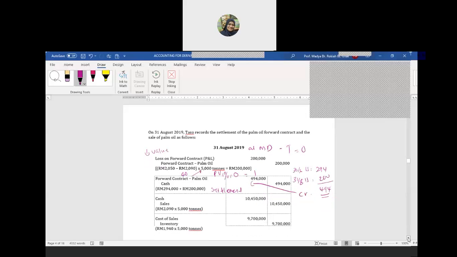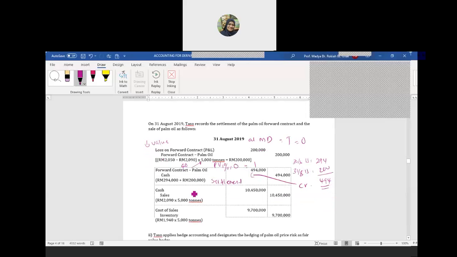You sold your inventory. So when you sold the inventories here, you're going to debit cash. Cash you're going to receive here is 10,450, and then credit sales of 10,450 for the sales here. The sales that we are using here is the price that you have on 31st of August. This is the spot price of the palm oil. So you are using the spot price of palm oil.